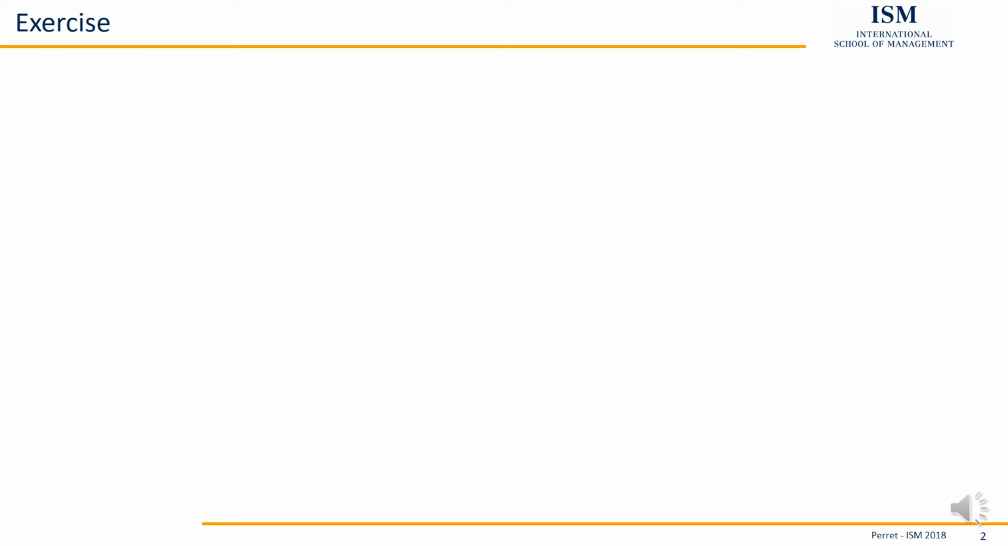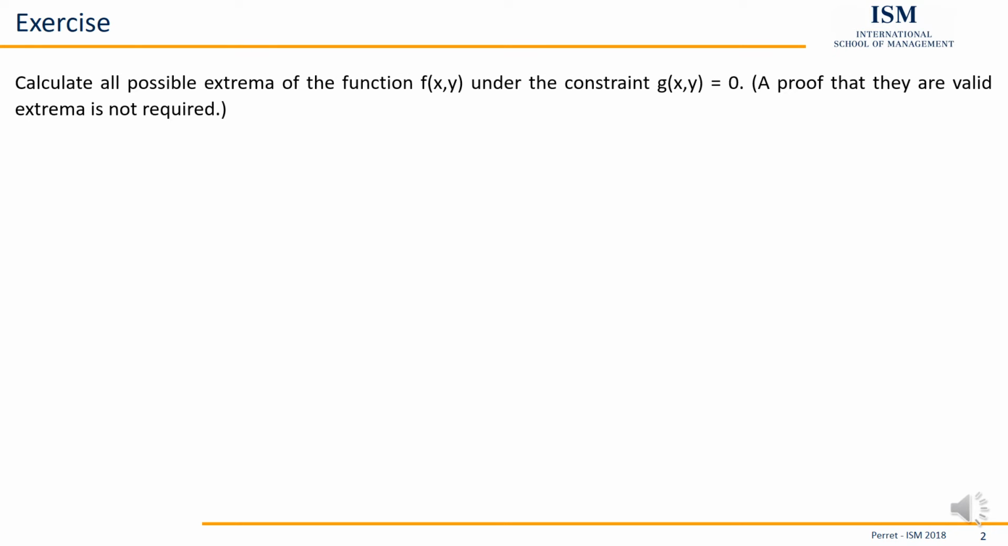Let's have a look at the exercise. Here we have: calculate all possible extrema of the function f of x, y under the constraint g of x, y equal to 0. With a comment, a proof that they are valid extrema is not required. Then we have for f, x squared times the exponential function of y plus 1, and for the constraint g being x squared plus y squared minus 1.